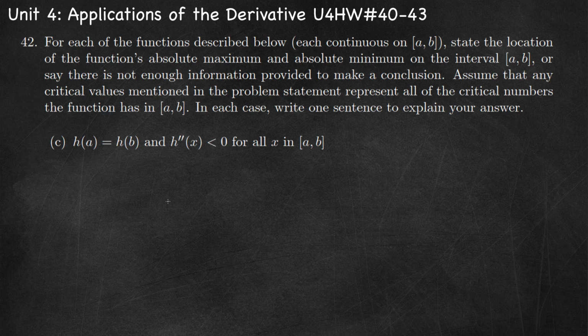Part C, h of a equals h of b, and h double prime of x is less than 0 for all x in the interval from a to b. Okay, well, instead of a sign chart, let's just think about the graph. So we have endpoints at a and b, and it tells us that h of a is equal to h of b. So they have the same y coordinate. Okay, my graph, that's super crooked. Let's try that again.